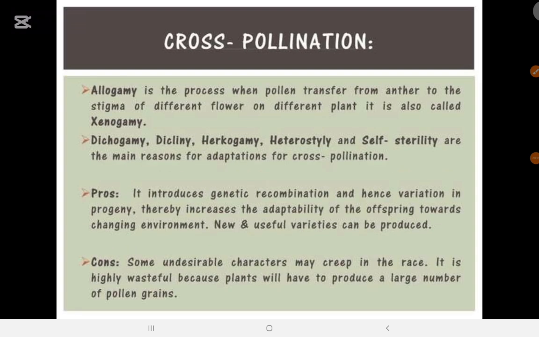Now, what of cross-pollination? Cross-pollination is also called allogamy. Allos means another. Is that okay? And gamy means marriage, as we said.